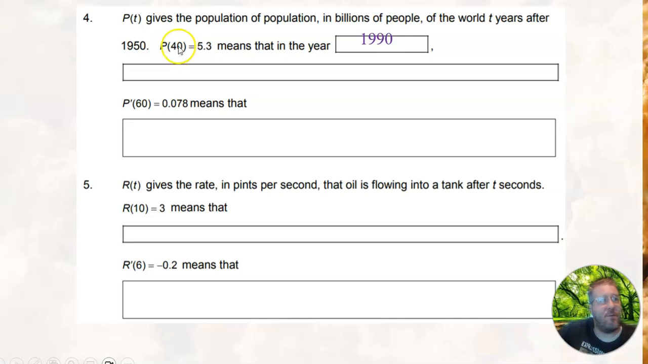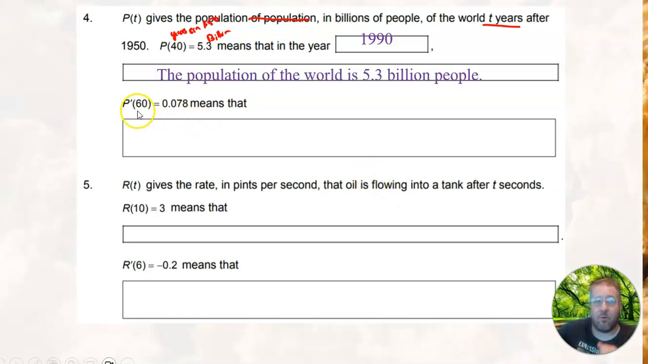This is 40 years later, so it means at year 1990. That's a little tricky, so let me read it from the beginning. P of T gives the population in billions of people of the world after T years. So T is the amount of years since 1950, and the output is the amount of billions of people. It looks like in 1990, there were about 5.3 billion people in the world.